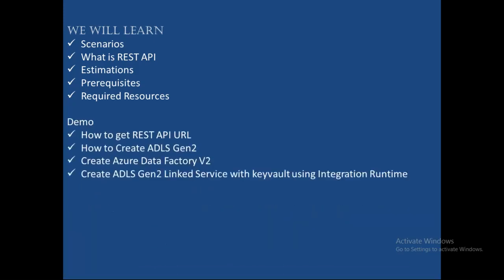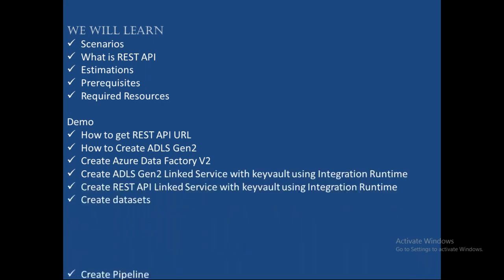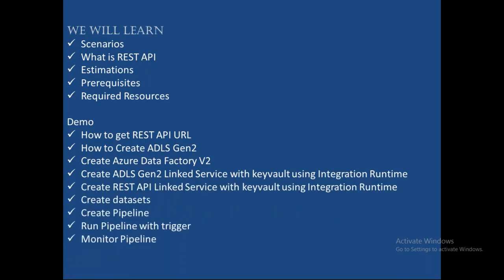Create Azure Data Factory V2, create Azure Data Lake Storage Gen 2 linked service with key vault using integration runtime. Create REST API linked service with key vault using integration runtime. Create dataset, create pipeline, run pipeline with the trigger, monitor pipeline. Okay, so these are the things we are going to do, friends. So I hope all of you know what each point means, right?